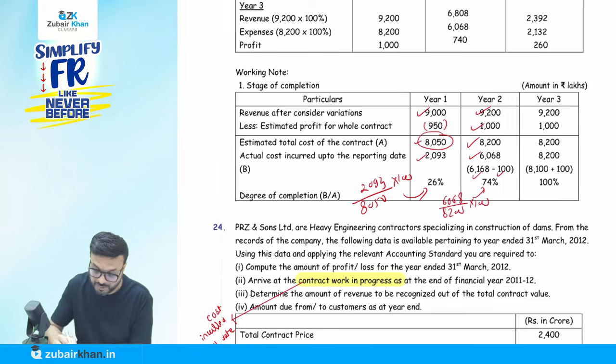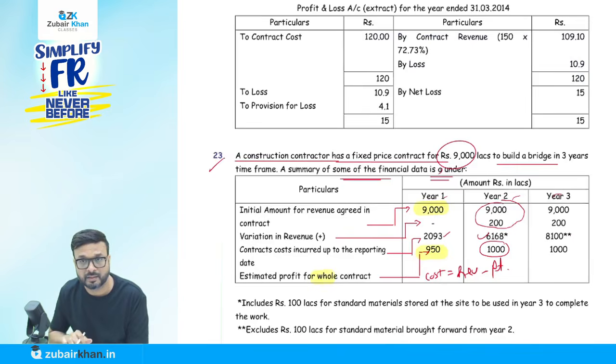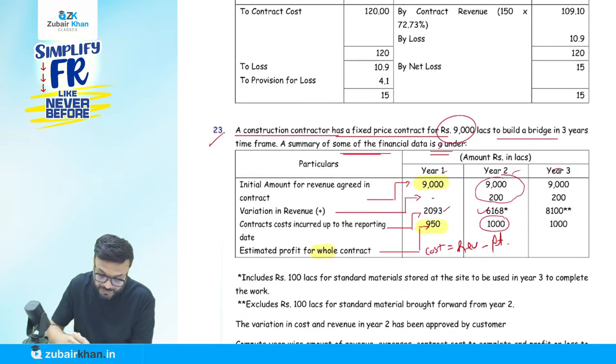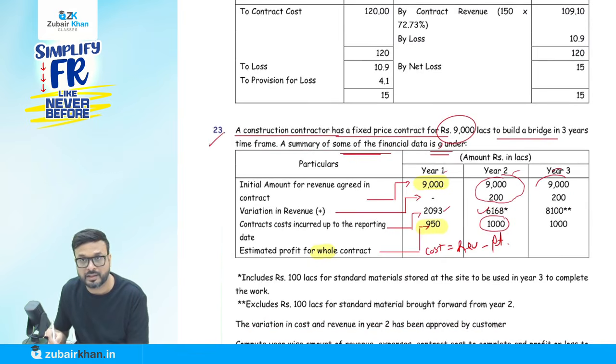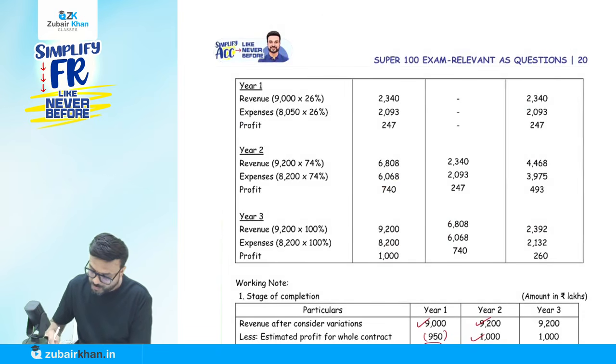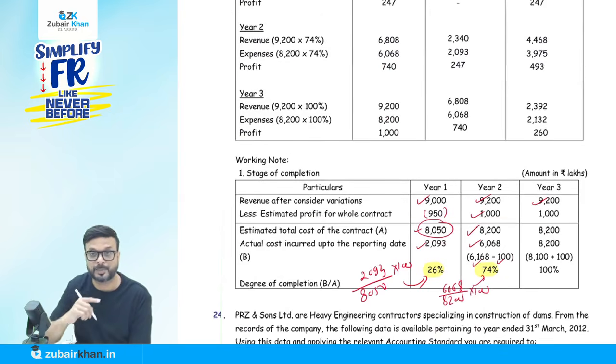That is coming how much is 74% here now. Okay, now I'm coming to the third year. When I come to the third year, the total revenue that we are expecting is 9,000 plus 200, that is coming here 9,200. Total profit we're expecting for the whole contract in the third year is 1,000.